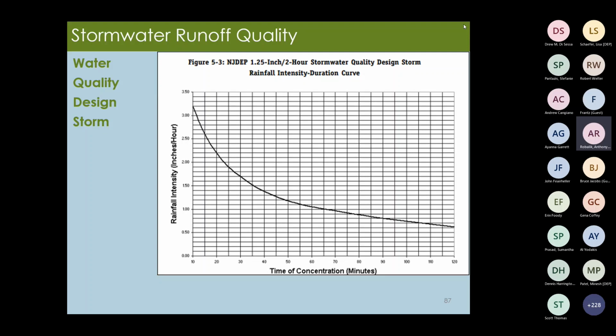And here's the graph depicting the rainfall intensity duration curve. When you look at the intensity duration curve, and this was developed by the department, you see the smallest value for time of concentration is 10 minutes, and that's why the rational method minimum TC is 10 minutes.